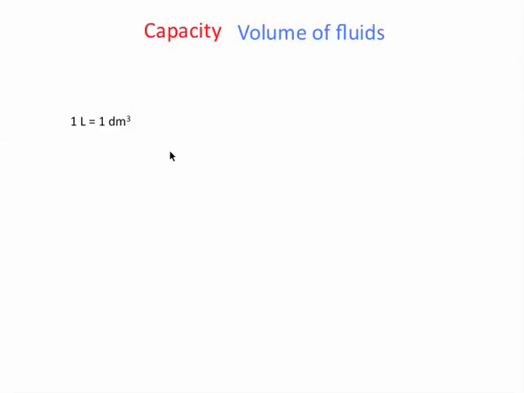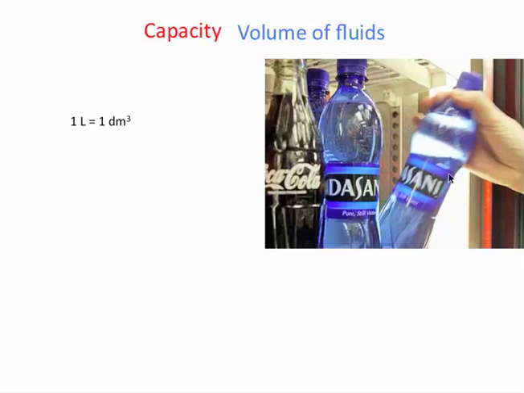All right, so 1 liter happens to be 1 decimeter cubed. So this is a liter of water. Imagine if you poured that into a cube, how big that cube would be. You would have to fill it. It would be 10 centimeters by 10 centimeters by 10 centimeters, or 1 decimeter by 1 decimeter by 1 decimeter. So it would be a 1 decimeter cube.